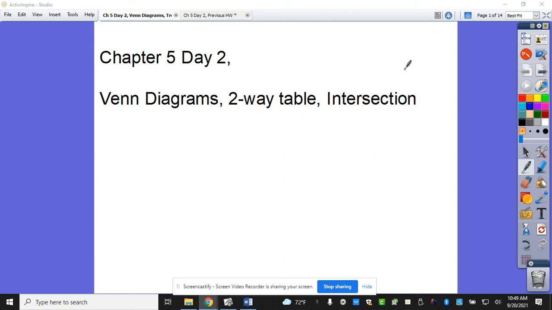All right, so chapter 5, day 2, we're going to be dealing with Venn diagrams, which we kind of started to talk about on Friday. Two-way tables, which is something we've actually already talked about, and intersection.